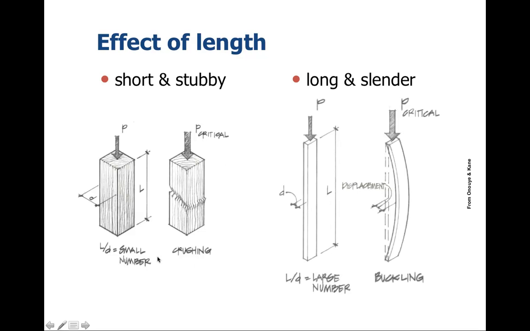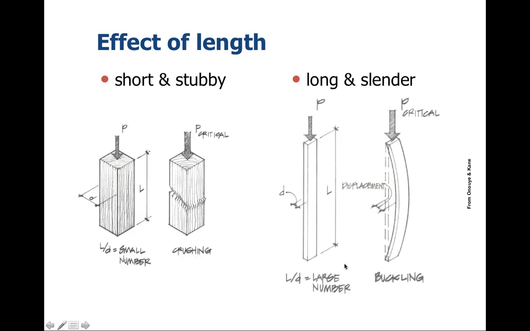So with short and stubby columns, basically we're looking at a crushing load. So basically the column is not going to bend or deflect, it's going to crush in some particular shape, as in a case like this. So here what we're interested in is what is the overall crushing strength of that particular material.